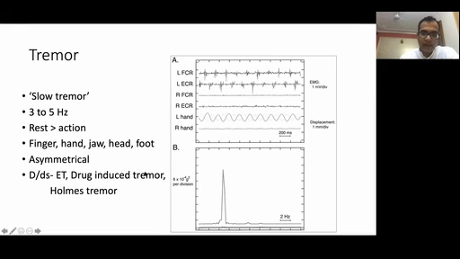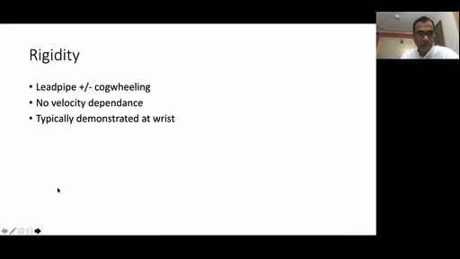The other differential is a drug-induced tremor, which you have to take a history and find out. It may mimic a Parkinsonian tremor completely. And the final slow tremor differential is the Holmes tremor, which is also a rest tremor, but it appears at rest as well as at action, and the frequency usually doesn't change, the amplitude increases. So that's how you differentiate Holmes tremor.